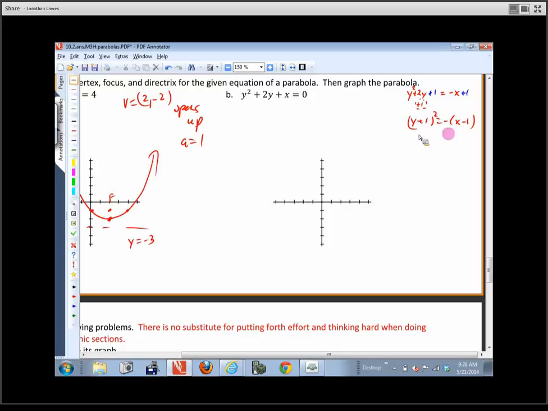Okay, is this what you got? Is that it? Okay, if you got that, then we should be in good shape because graphing these from here on out is pretty easy. Opens left. Vertex.